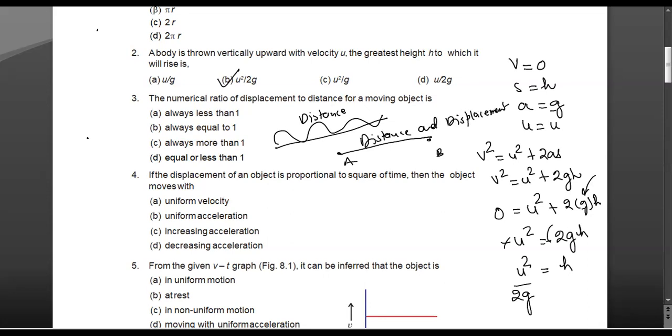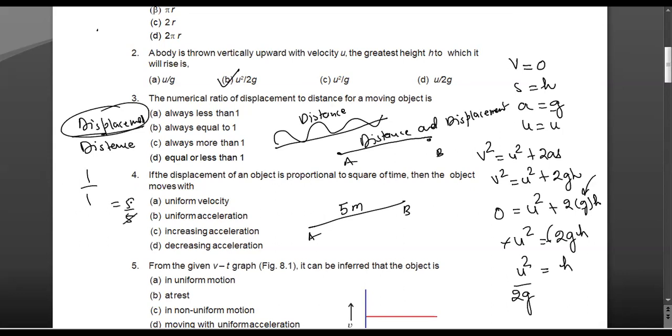Now, the ratio of the displacement to the distance: displacement is in the numerator and distance is in the denominator. If both are equal, we can consider it 1 upon 1. If an object is moving in a straight line from A to B and this distance is 5 meters, the distance and displacement will be the same, so we write 5 by 5, and the ratio will be 1.